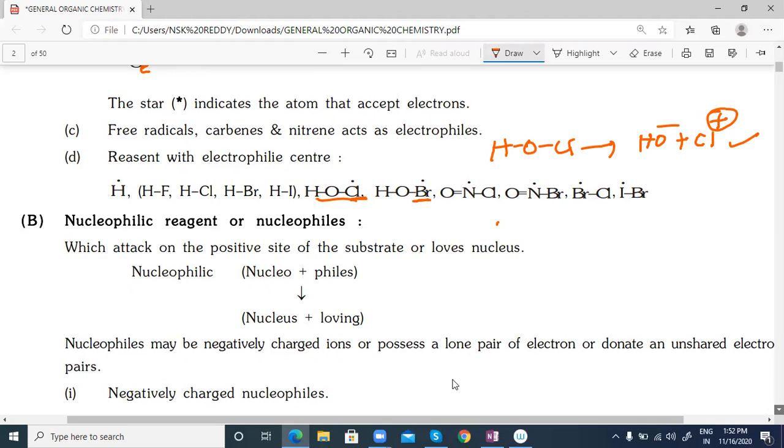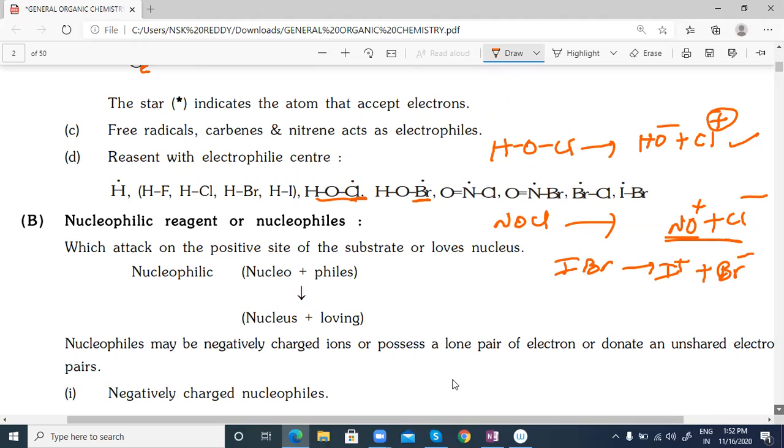Here NOCl they have given. We are going to break it here into NO plus and Cl minus. So NO plus is the electrophile. IBr, I already showed that one. By breaking, I plus and Br minus. So whichever is positive, that is the electrophile.